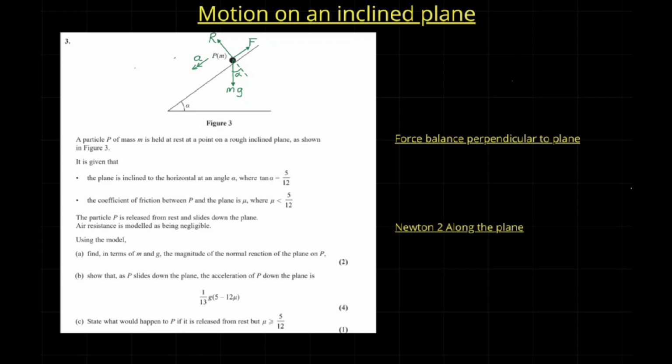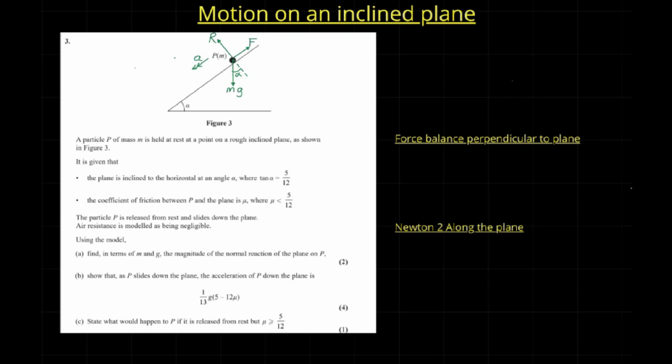Then we need to know that the particle will go down the plane, and so I've marked the friction acting up the plane. Friction always opposes the direction of motion. Lastly, we have the weight of the particle, which is the mass times the gravity, or mg.